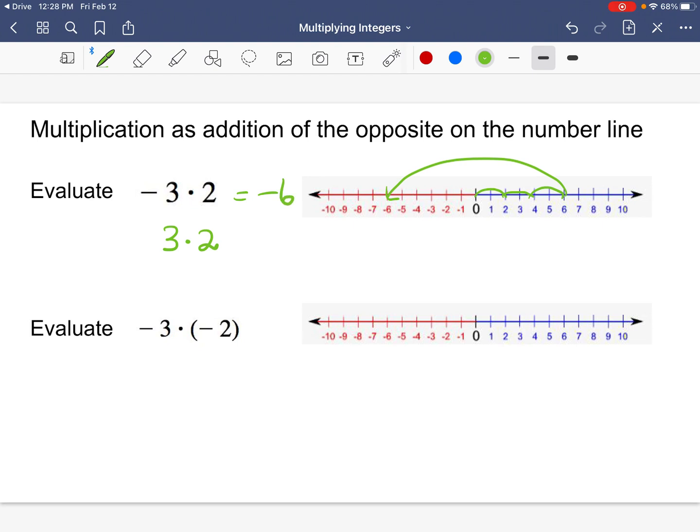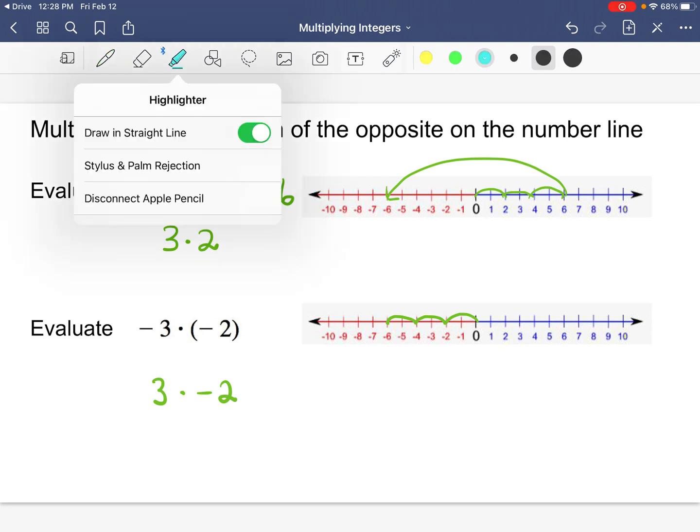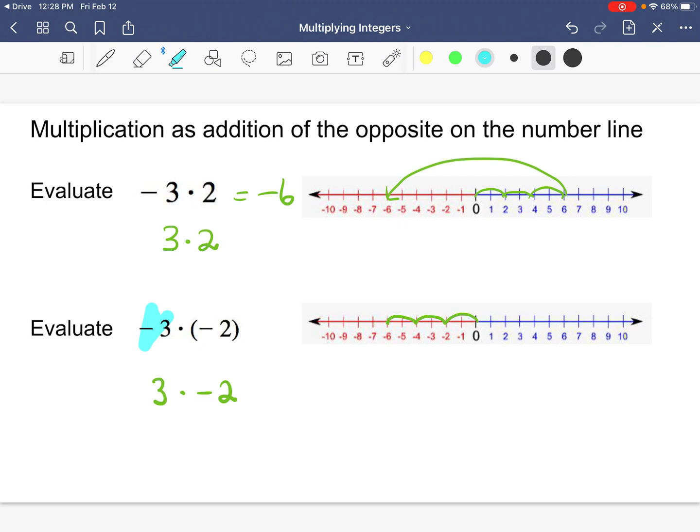And let's look at negative 3 times negative 2. Let's start off by looking at 3 times negative 2, which we saw in a previous slide. We had negative 6. And when we have negative 3 first, here, we need to find the opposite of that. So let's find the opposite of negative 6, which is 6.